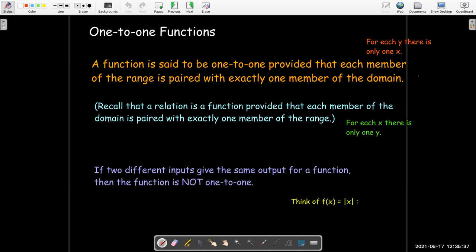So we have many simple examples. Let's use the absolute value function. If you take the absolute value of 2, the answer is 2. If you take the absolute value of negative 2, you still get 2 as your output. So I have two different inputs. They have the same output. This is not a one-to-one function.